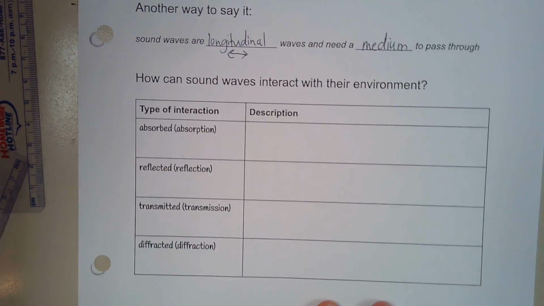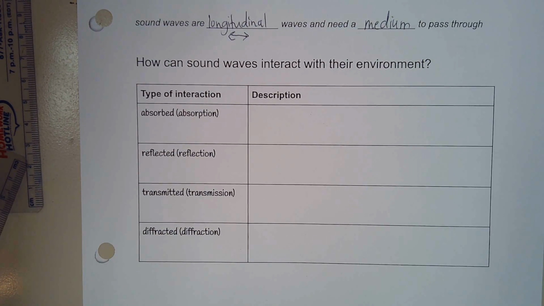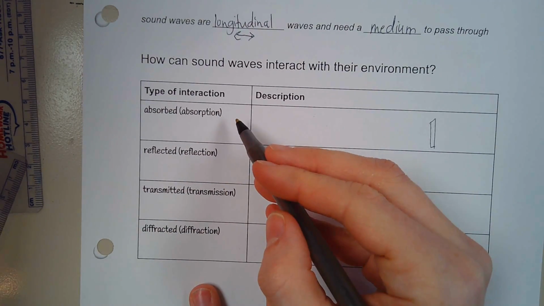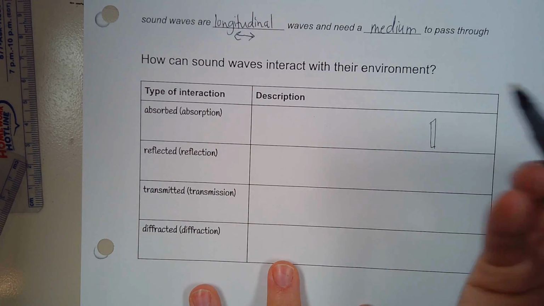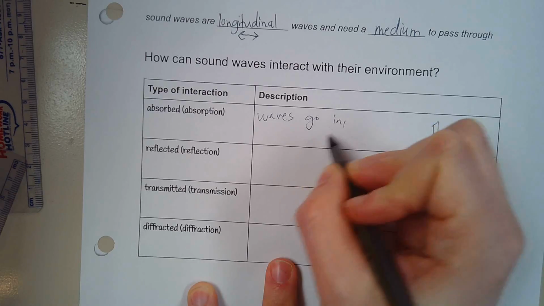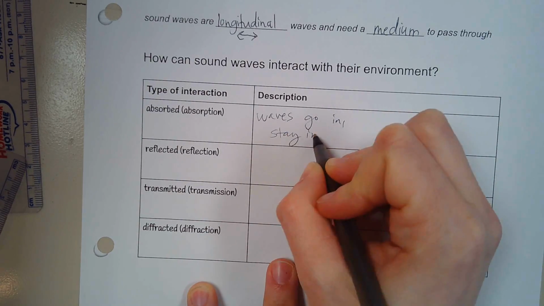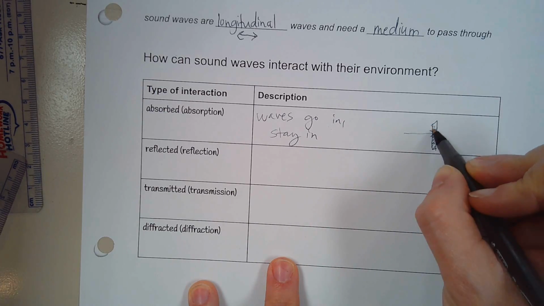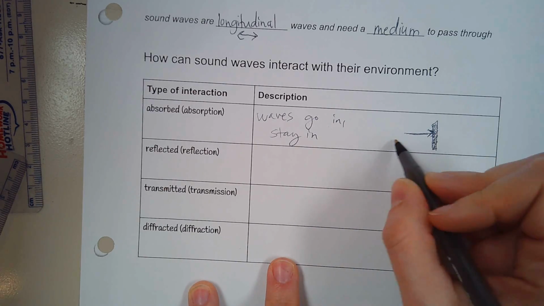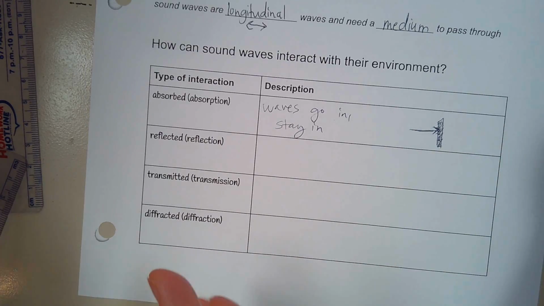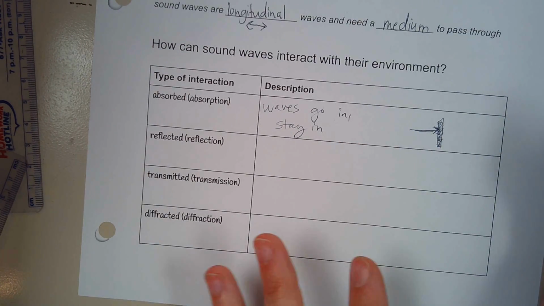How can sound waves interact with their environment? So here's a few different things that can happen. The first one is absorption. So if you think of a sponge being absorbed, what happens? Waves go in, stay in. They don't come out. So here's a sound wave. It's going to hit this. Maybe it's like one of those noise canceling pads that you might find in like a recording studio. The sound wave will hit it, and then it kind of gets diffused inside there so it doesn't leave. And so those are nice to have maybe in a classroom.